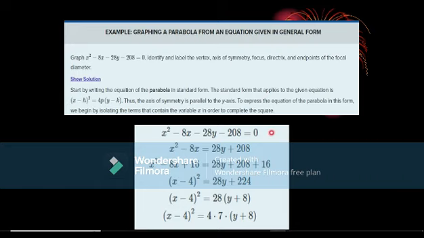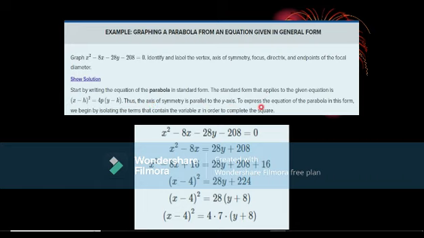Example: again, graphing a parabola from an equation given in general form. Graph x squared minus 8x minus 28y minus 208 is equal to 0. Then identify and label the vertex, axis of symmetry, focus, directrix, and endpoints of the focal diameter. For the solution, start by writing the equation of the parabola in standard form. The standard form that applies to the given equation is (x minus h) squared is equal to 4p times (y minus k). The axis of symmetry is parallel to the y-axis.